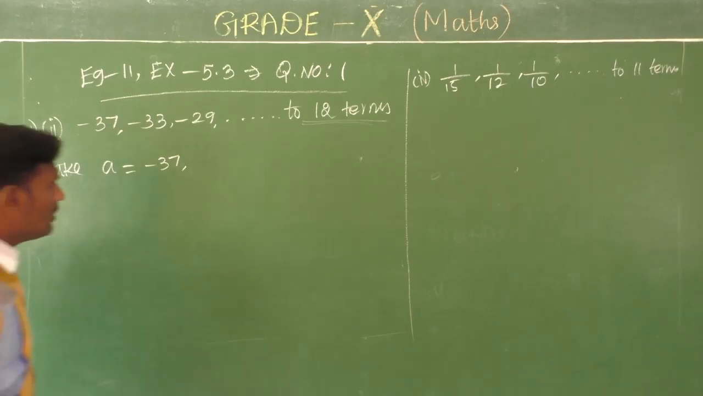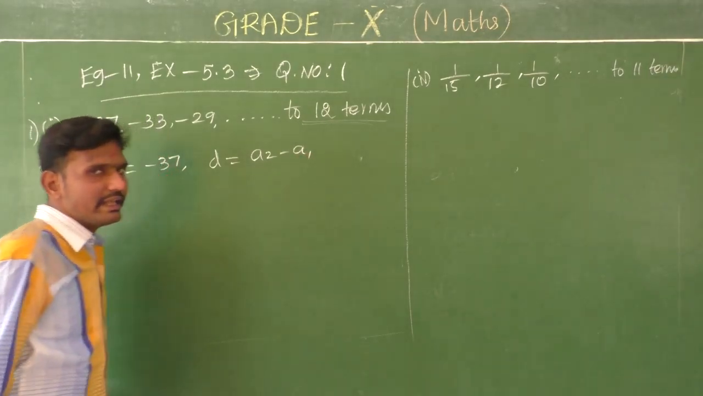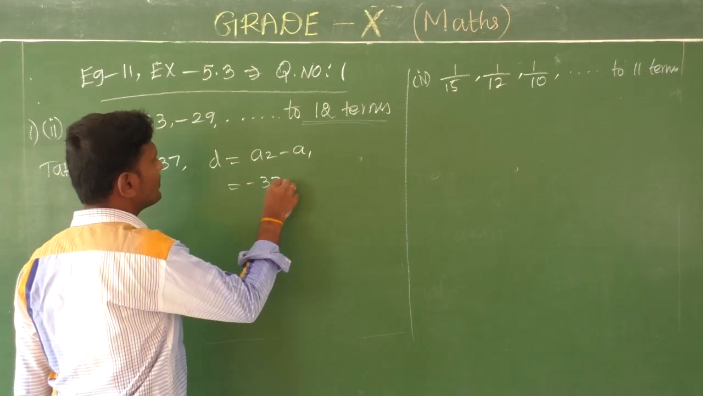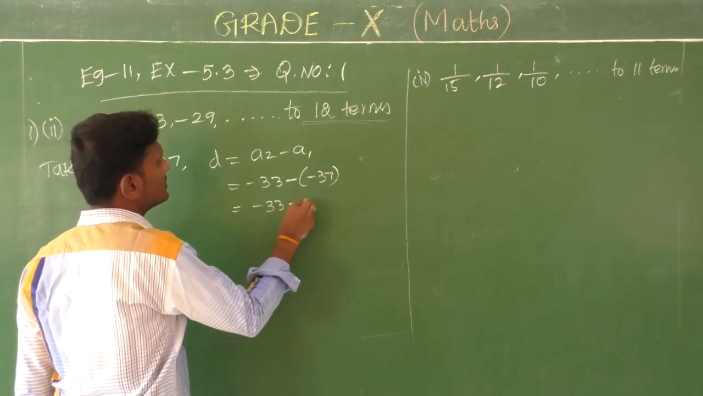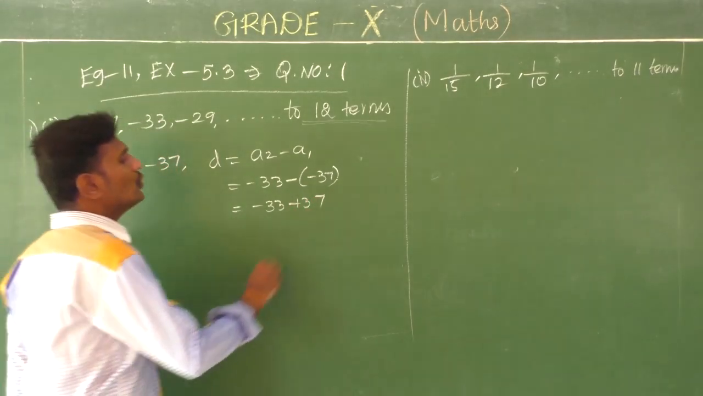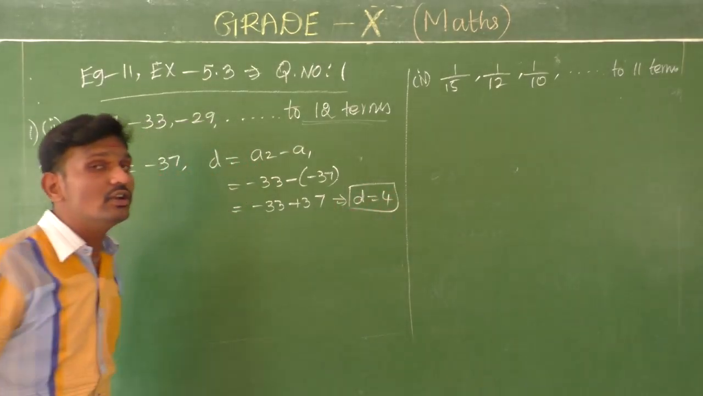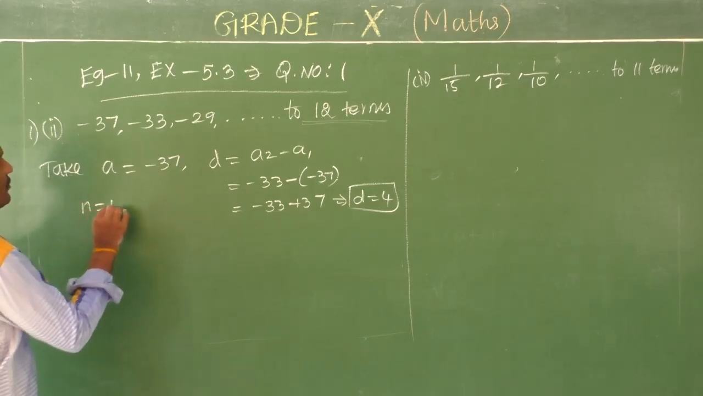Okay. And the common difference, do you know the formula? What is that? a2 minus a1, second term minus first term. So here the second term is minus 33 minus of minus 37. So it will come minus 33 plus 37, minus into minus plus 37. So finally you get the value of common difference as 4. d is equal to 4. Yes, students? And at the end you have the value of 12.